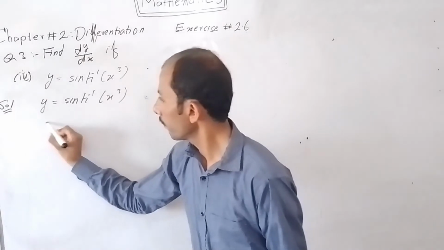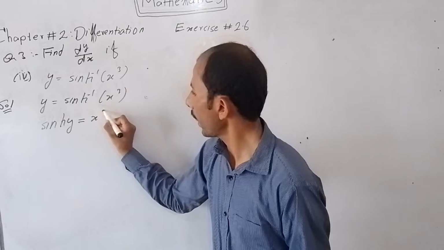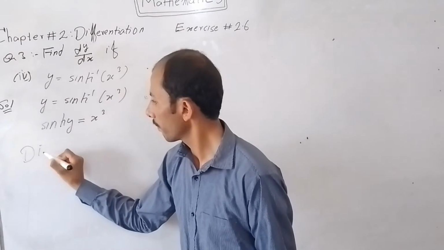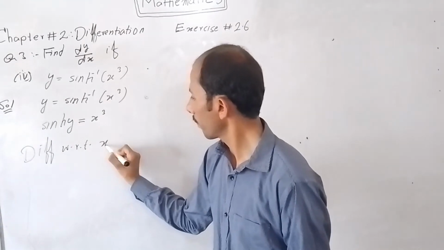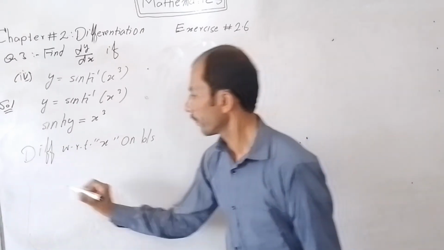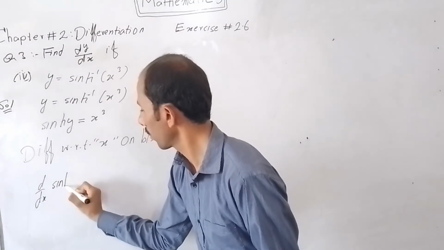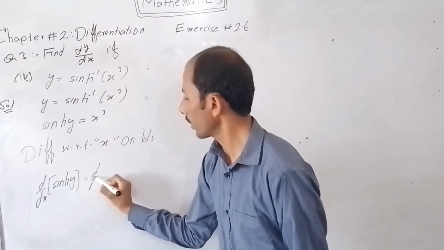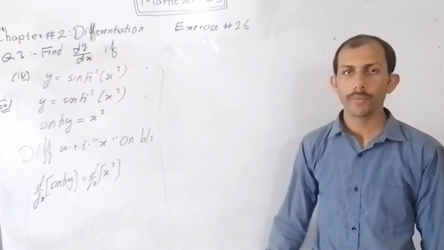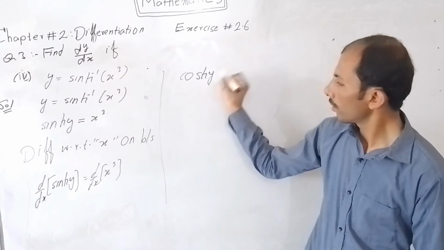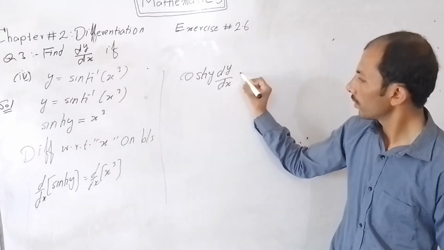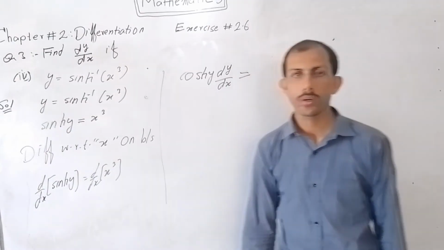Rearrange the term: sine hyperbolic y is equal to x cube. Differentiate with respect to x on both sides. Derivative of sine hyperbolic y is equal to derivative of x cube. Derivative of sine hyperbolic y is equal to cos hyperbolic y times derivative of y with respect to x, that is dy over dx, is equal to derivative of x cube, which is 3x square.